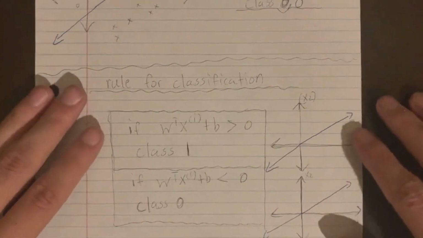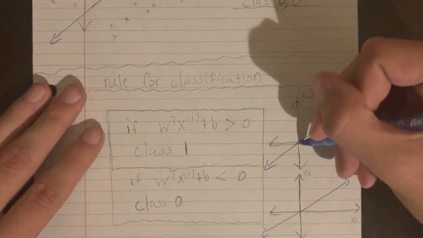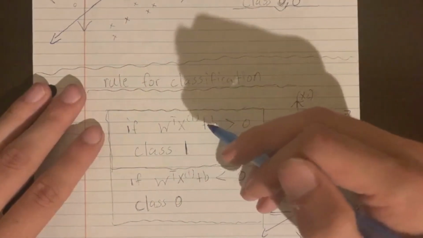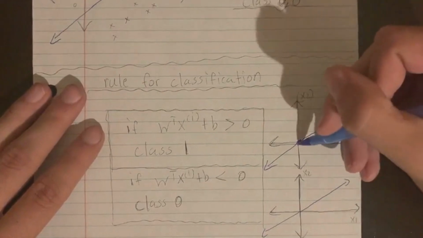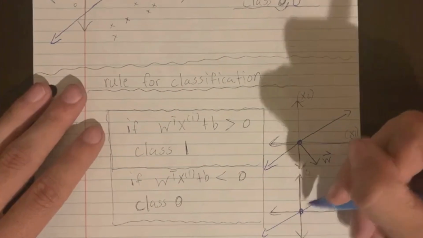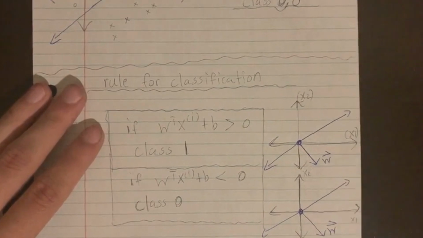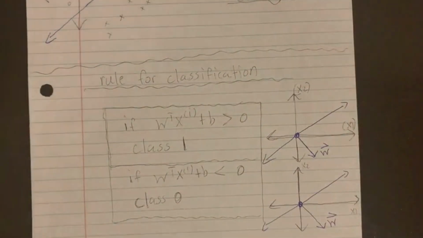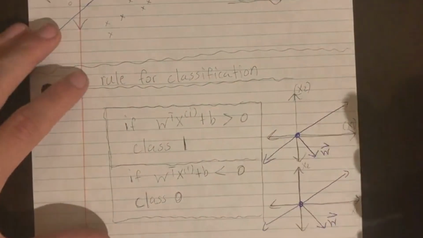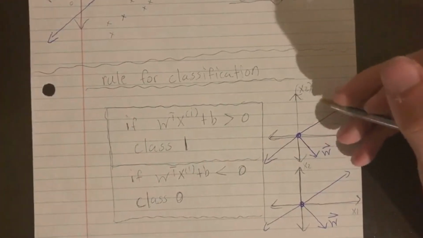Now let me explain that in terms of these graphs and W. Remember, W is a vector that's perpendicular to the line W transpose x of i plus b is equal to 0. So W would be a vector in this direction, and the same for this line too, because these are the same model, just drawn twice. Any x of i example is basically just a point in this feature space.